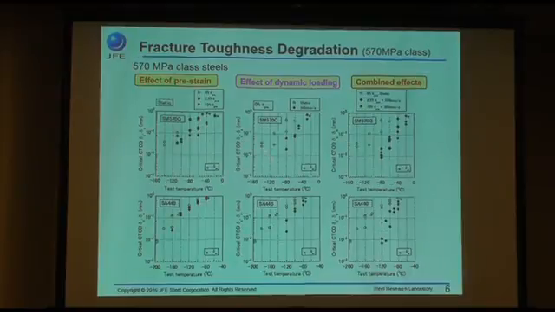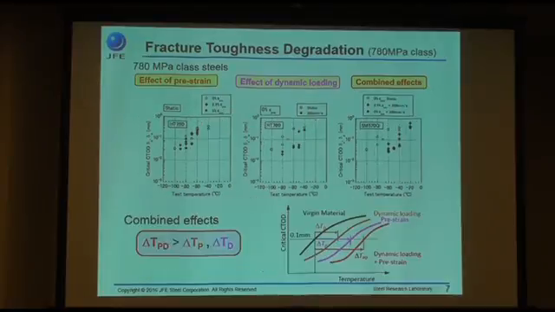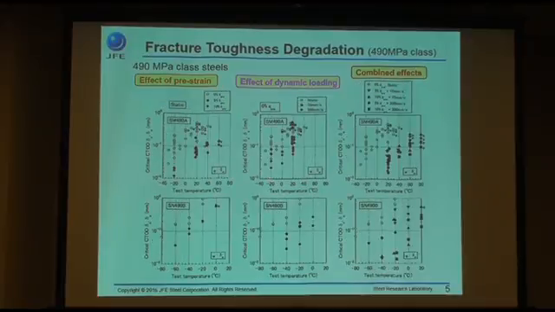The case of the 570 is the same, so I will skip the details. The 780 megapascal class steel is also the same. Returning back to the 490, it's easier to explain.